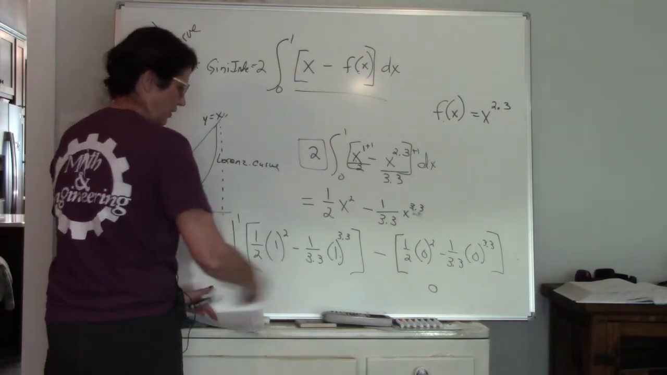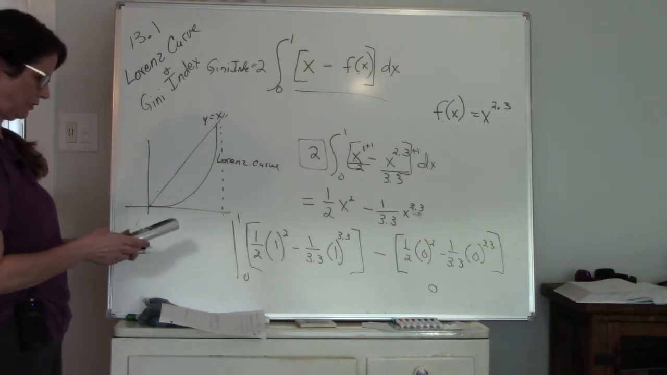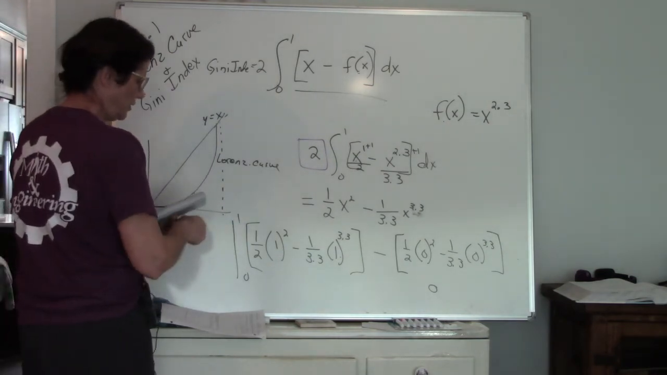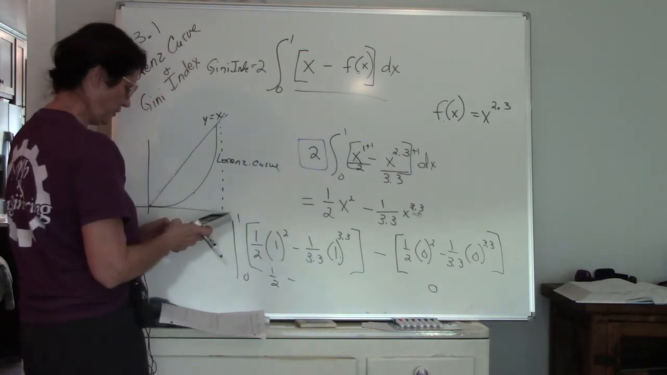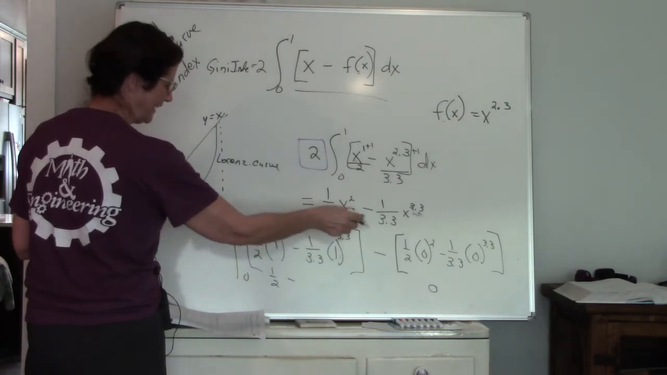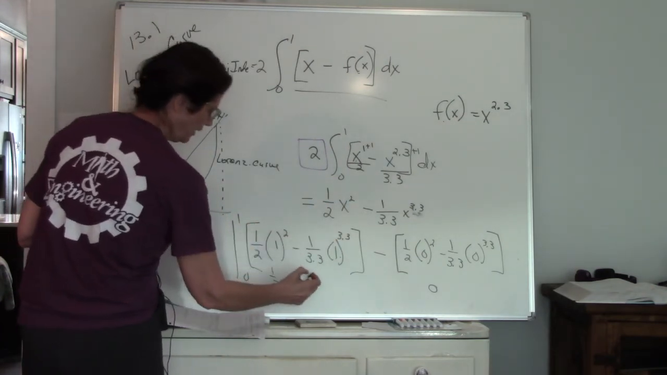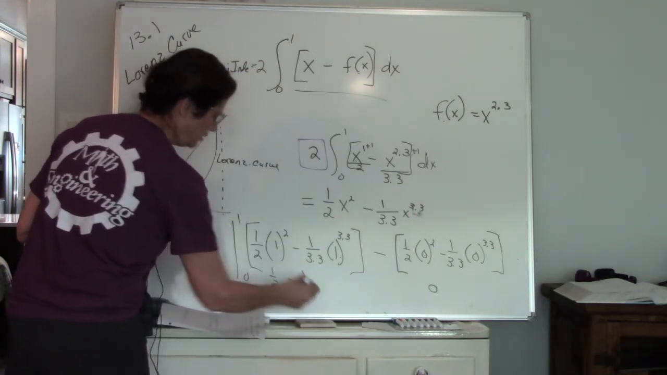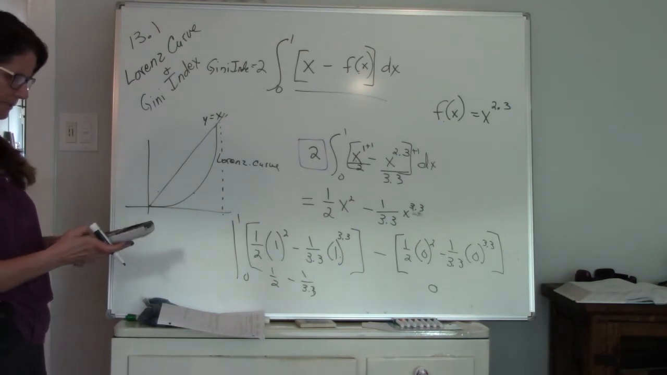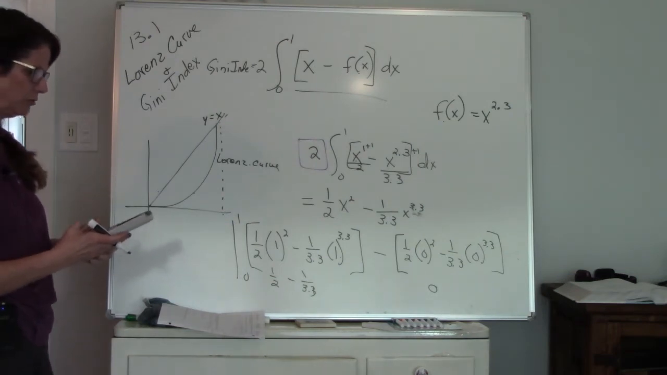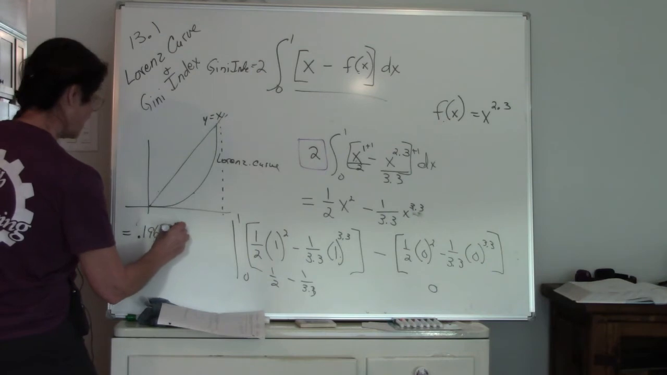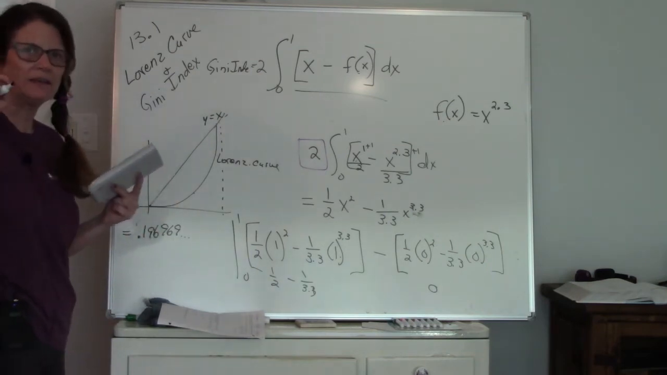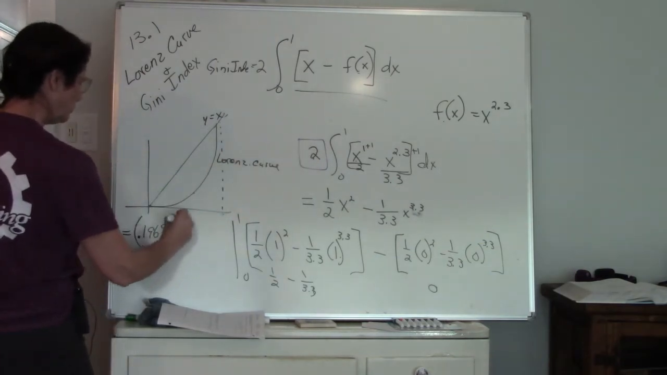So grab your trusty calculator. Let me write it down. 1 squared is 1. 1/2 times 1 is 1/2. 1 to the 3.3, and if you don't trust me, just plug it in, is 1. 1 to anything is always 1. So 1 times negative 1 over 3.3 is negative 1 over 3.3. So all you have to do is 1/2 minus 1 over 3.3, and this gets 0.196969 and so on. But what did you forget? Don't forget the 2. So you're going to multiply this answer times 2.